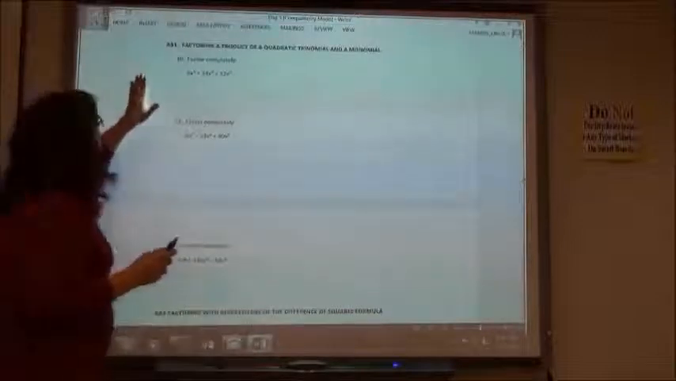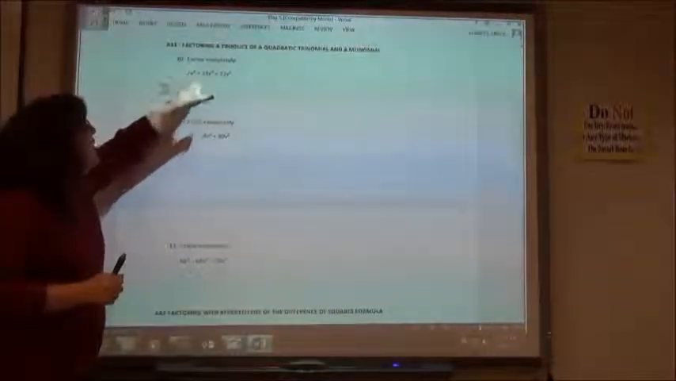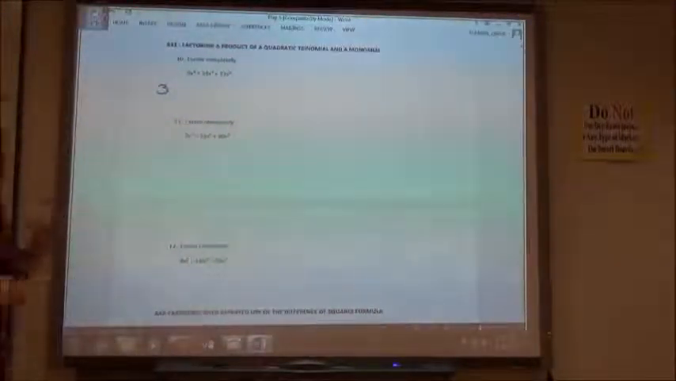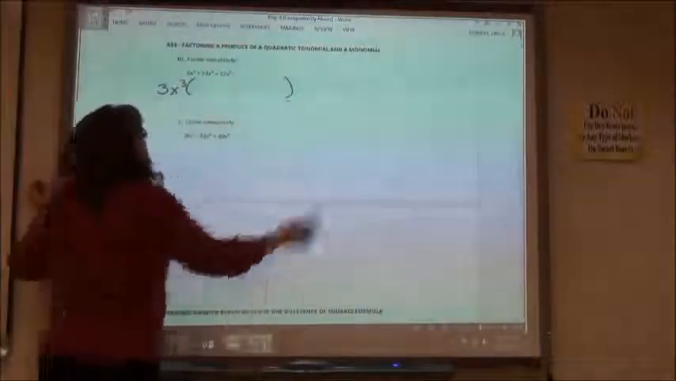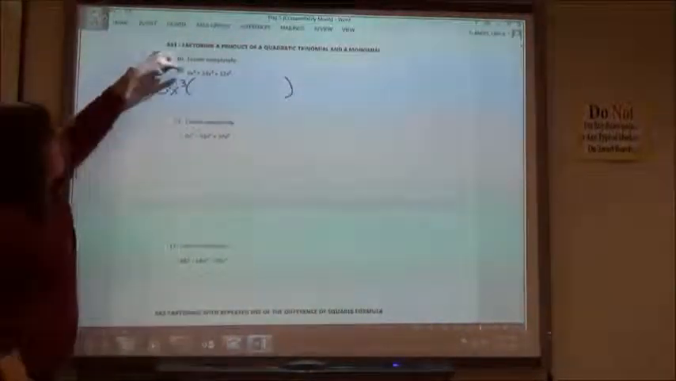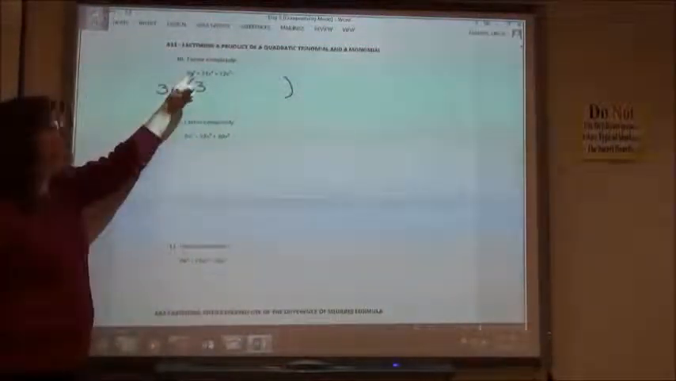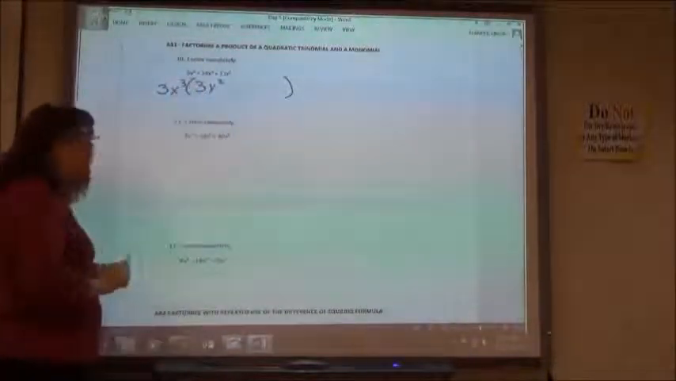So my greatest common factor, 9, 24, and 12 are all divisible by 3, right? I have an x to the 5th, an x to the 4th, and an x to the 3rd. I always take out the lowest one, so the x to the 3rd. And then I'm going to divide that out of all three terms. 9 divided by 3 is 3. With my variables, I subtract. 5 minus 3 gives me 2. So I get 3x squared there.